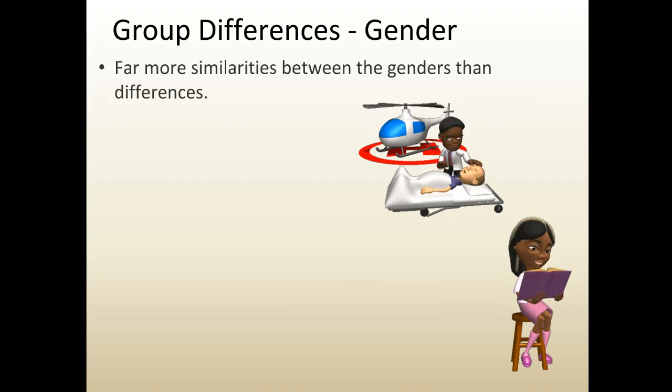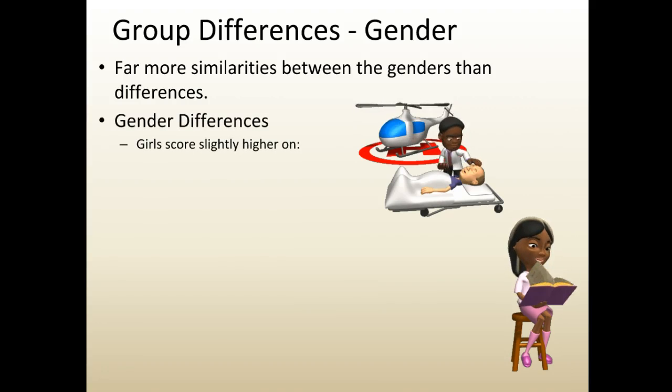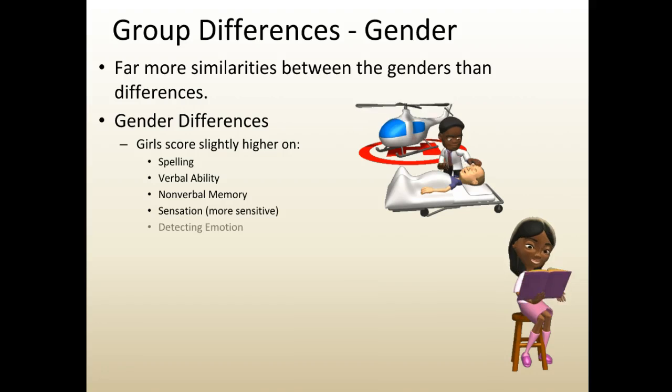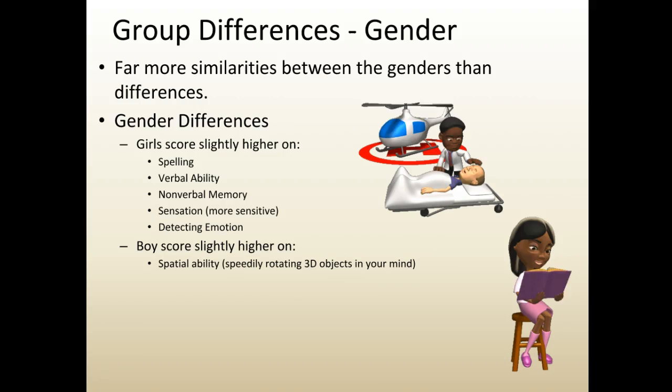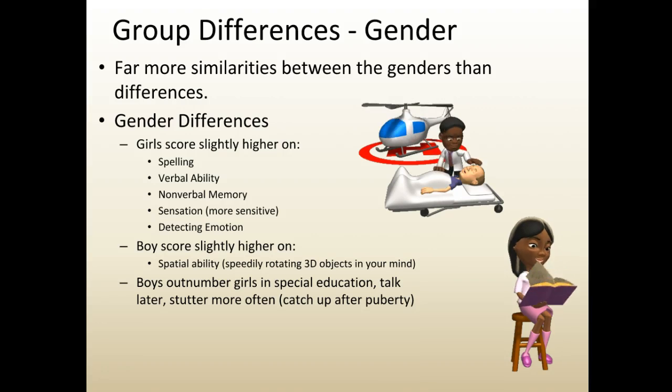And gender differences. There are differences in the genders, but they're very small. We see girls do better in spelling, verbal and nonverbal memory, and sensation. They tend to be more sensitive and can do a better job at detecting emotions. Boys tend to score a little bit higher on spatial ability, so they can figure out how to put things together. We do know that boys outnumber girls in special education. They tend to talk a little bit later and stutter more often than girls, but they catch up after puberty. There used to be a significant difference between girls and boys at math, and now we see girls are just as good as boys at math.